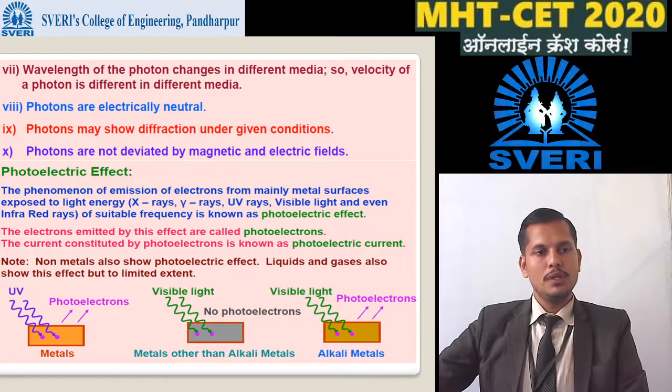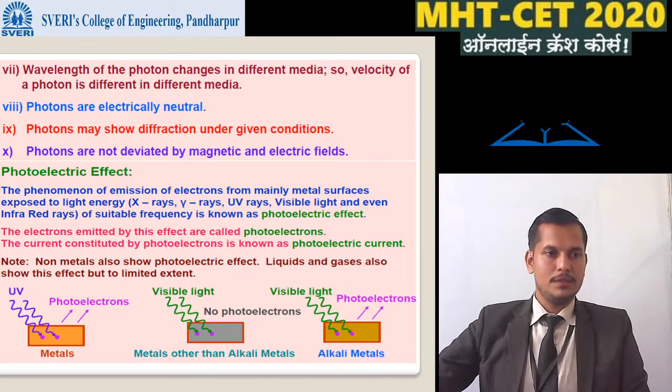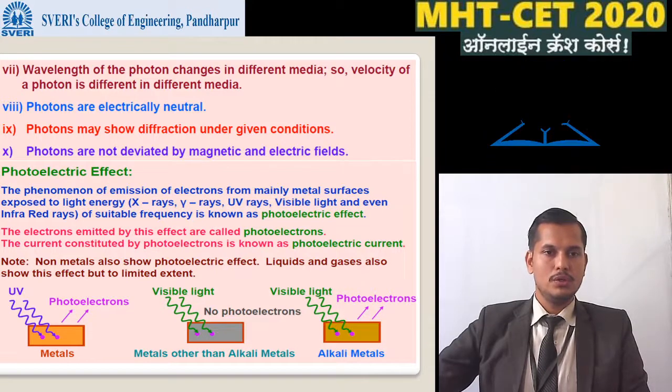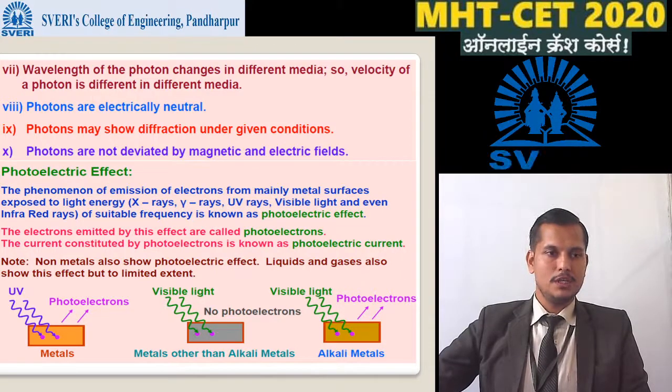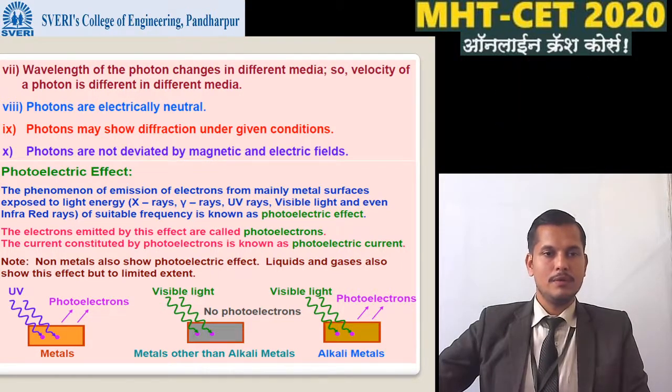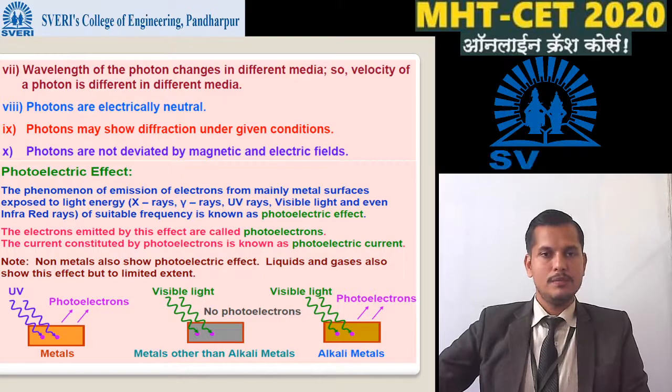So let us move to the next point, that is photoelectric effect. What is meant by photoelectric effect? So the phenomenon of emission of electrons from mainly metal surfaces exposed to light energy, that is X-rays, gamma rays, ultraviolet rays, visible light and even infrared rays of suitable frequency is known as photoelectric effect. The electrons emitted by this effect are called photoelectrons.